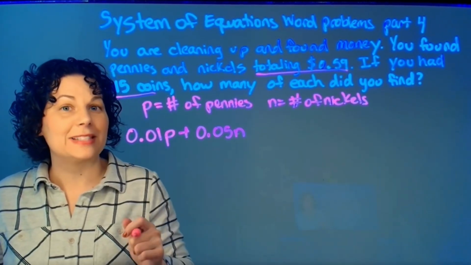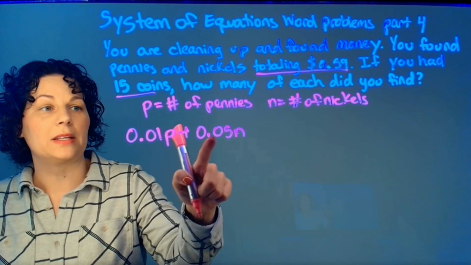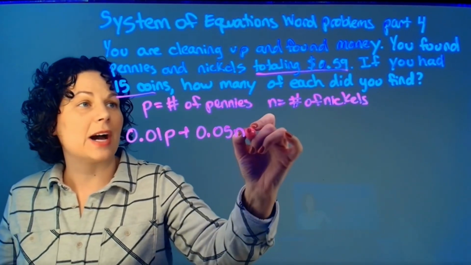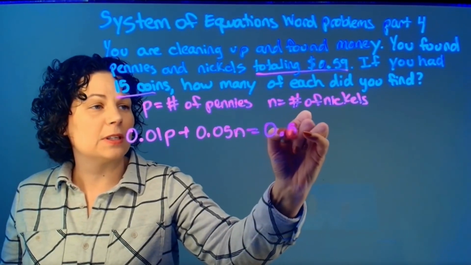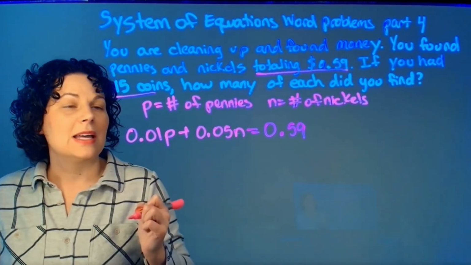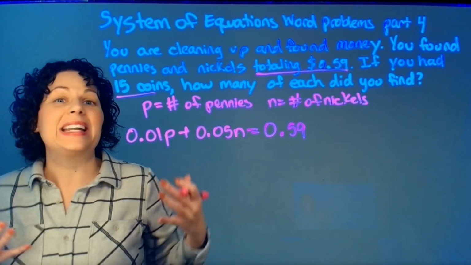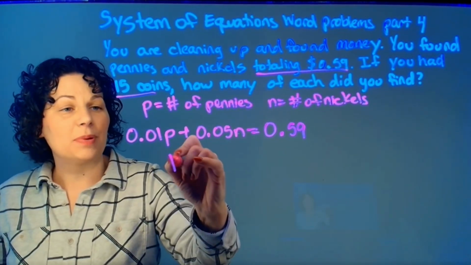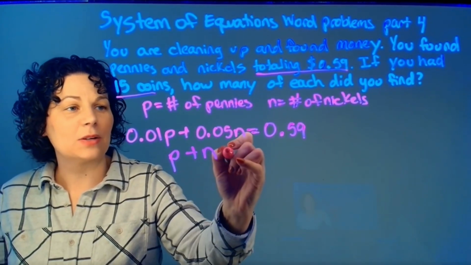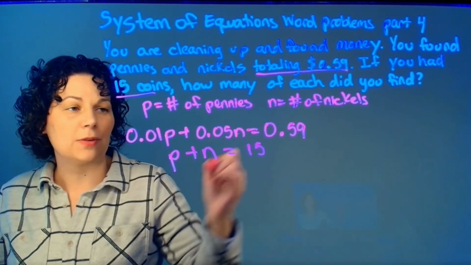Be careful with where your decimal is. It's 0.01 for pennies and 0.05 for nickels. That will give me the 59 cents that I was looking for. Now my next one is just how many I had all together. Well, I have P pennies and N nickels. That will give me 15.